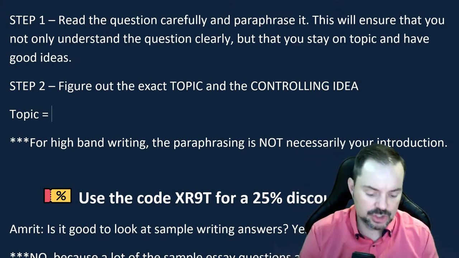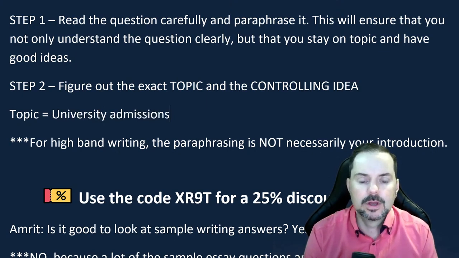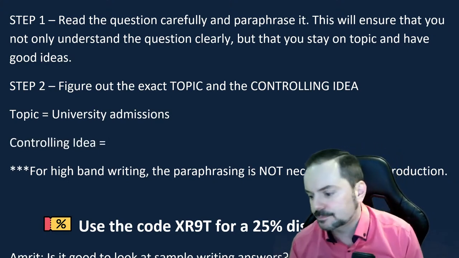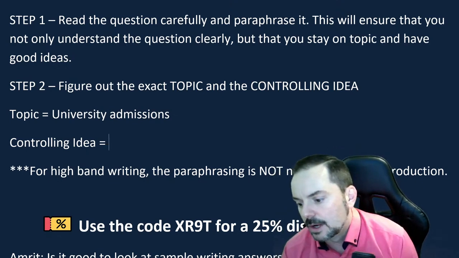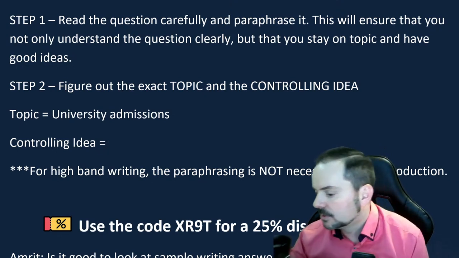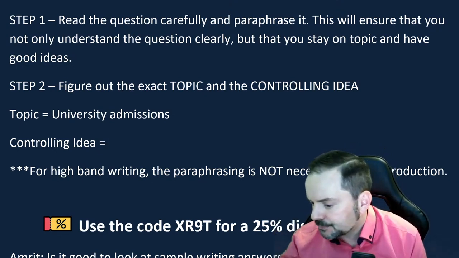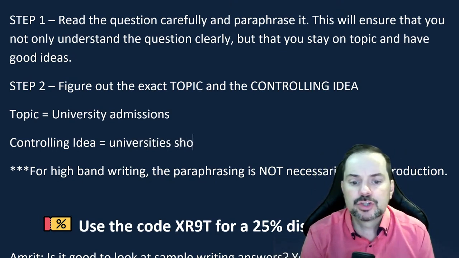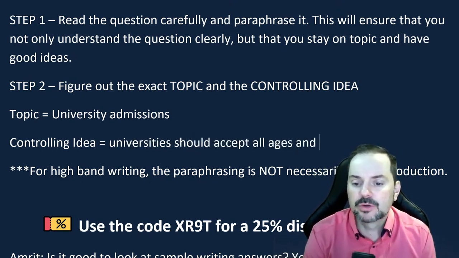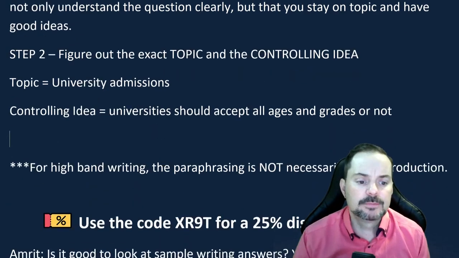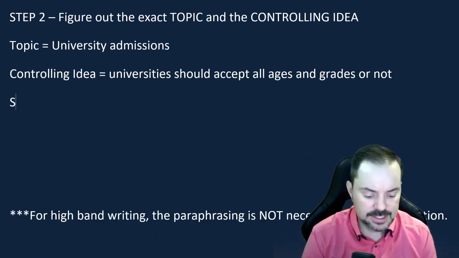Yeah, Bharat says university admissions. Okay, good. What's the controlling idea? So what are we discussing here? What in connection to university admissions? Yeah, good, Amrit. So Amrit says universities should accept all ages and grades or not, right? Both sides and the opinion. Okay, what is university admissions? So let's do a bit of critical thinking. We're going on to step 3.